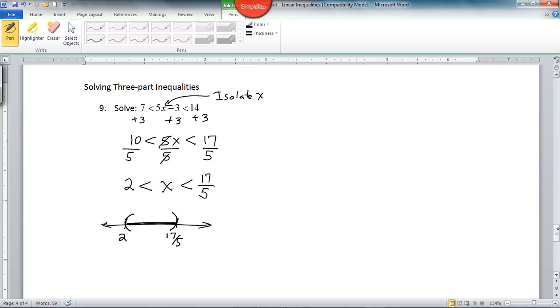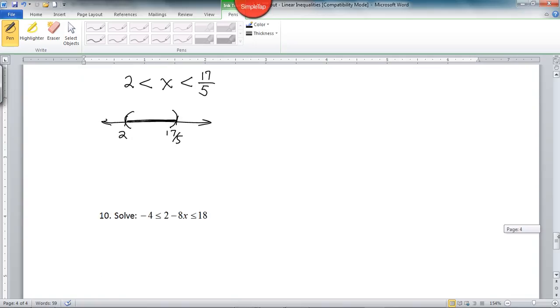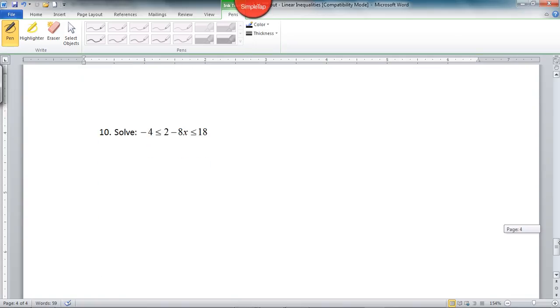There is one other problem I wanted to mention, one like this one. A little something different happens here, but not too bad. Again, we've got a 3-part inequality. So I want to get the x by itself in the middle.